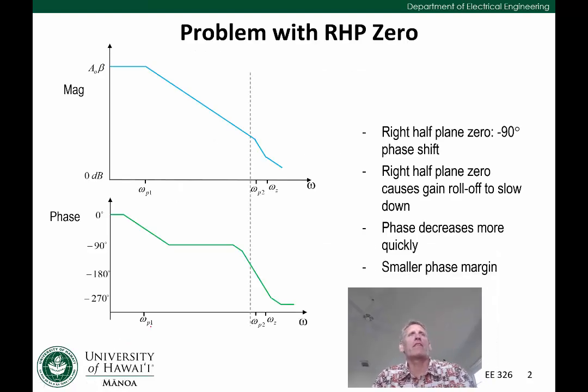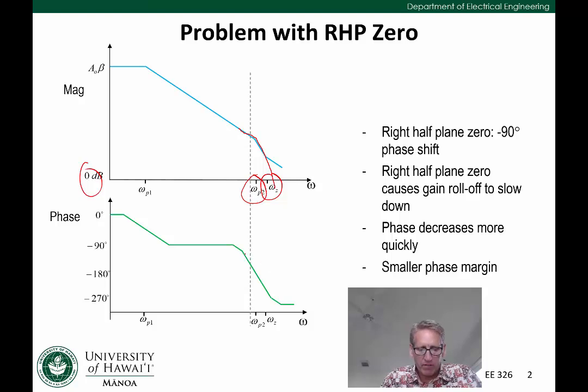As we discussed last time, the problem with the right half plane zero has to do with stability and phase margin. Just as a refresher, if we have our second pole omega p2 and this right half plane zero nearby, the gain actually slows down in its roll-off. Instead of following this trajectory, it flattens out a little bit from the zero. In other words, it doesn't get to this 0 dB mark as quickly.